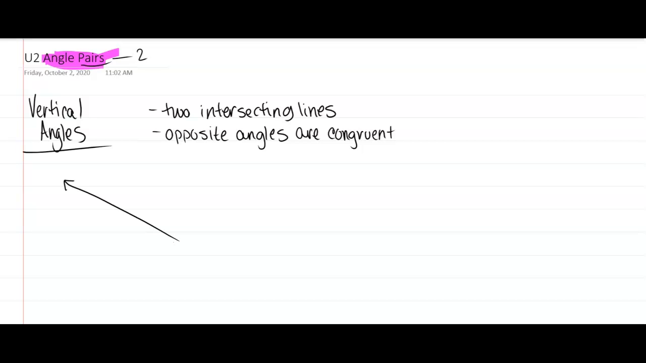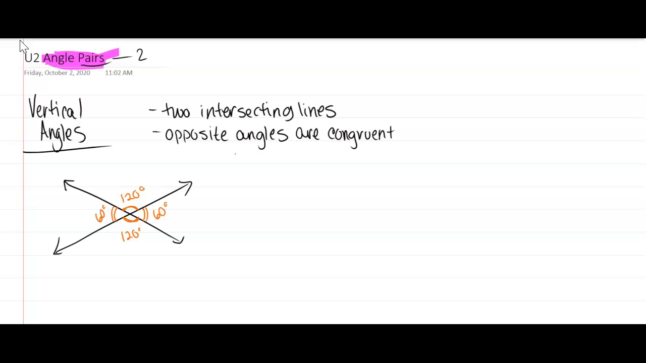So let's draw two intersecting lines, and this angle ends up being congruent to this angle. So if this is 120 degrees, then this angle is also 120 degrees. And if this angle is 60 degrees, then this angle is also going to be 60 degrees. So anytime you have two intersecting lines, opposite angles will be congruent.